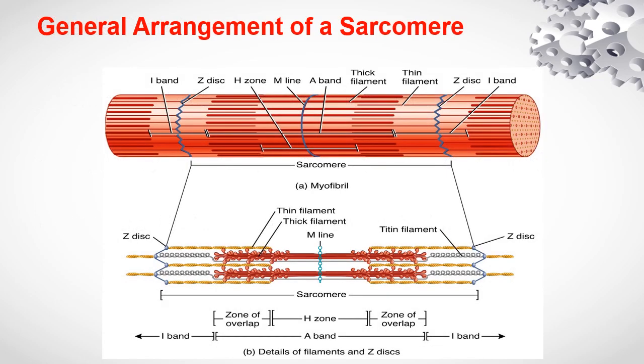Okay, so now this is the general arrangement of a sarcomere. As you can see, this is a myofibril. So this entire thing is a myofibril, and then it is made up of these striations, and this is a sarcomere here.